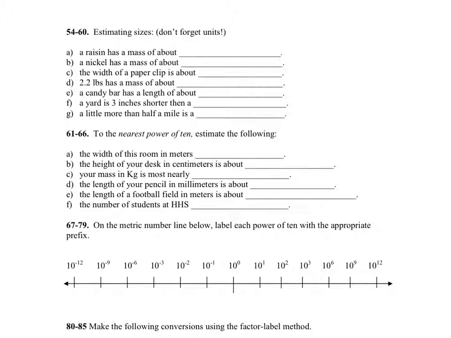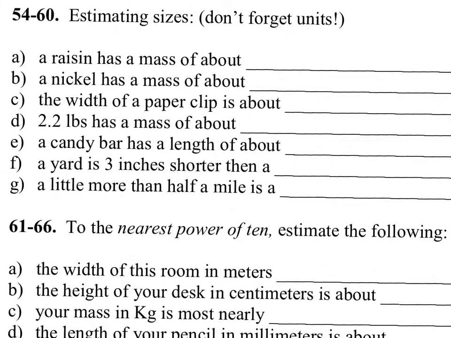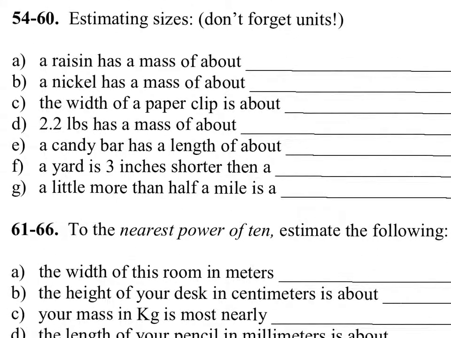We're going to look at 54 through 60, that's A through G. And I'm going to expand this so that I can write on it a little more efficiently. Alright, a raisin has a mass of about, so we're talking about mass, so we're talking about grams and kilograms. That would be 1 gram, or in SI units, which is kilograms, we could say it's 0.001 kilograms.